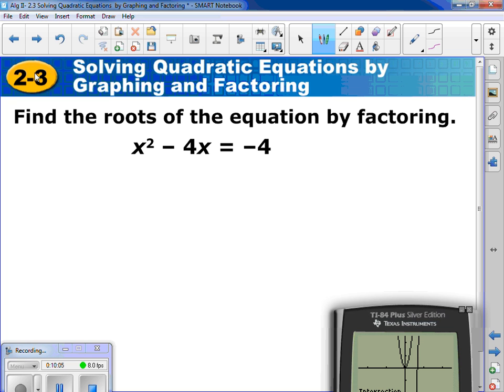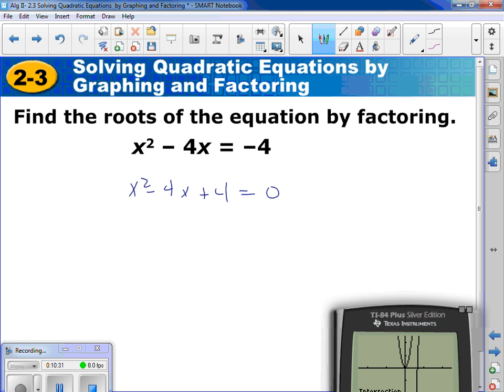I want you to try this problem. What should be my first step? Get everything to one side. What side do you want everything on? On the left. So how do I move this? Add 4. X squared minus 4x plus 4 equals 0. What should be my next step?